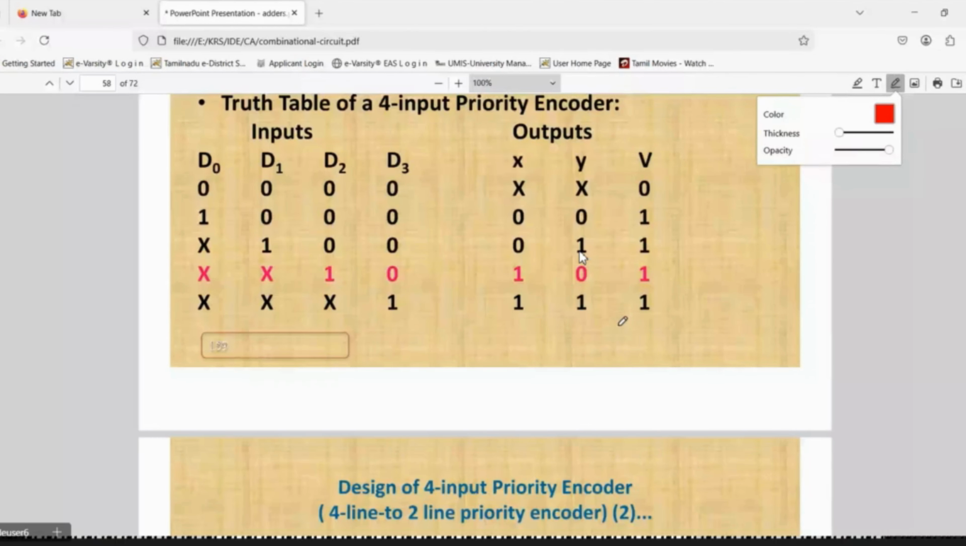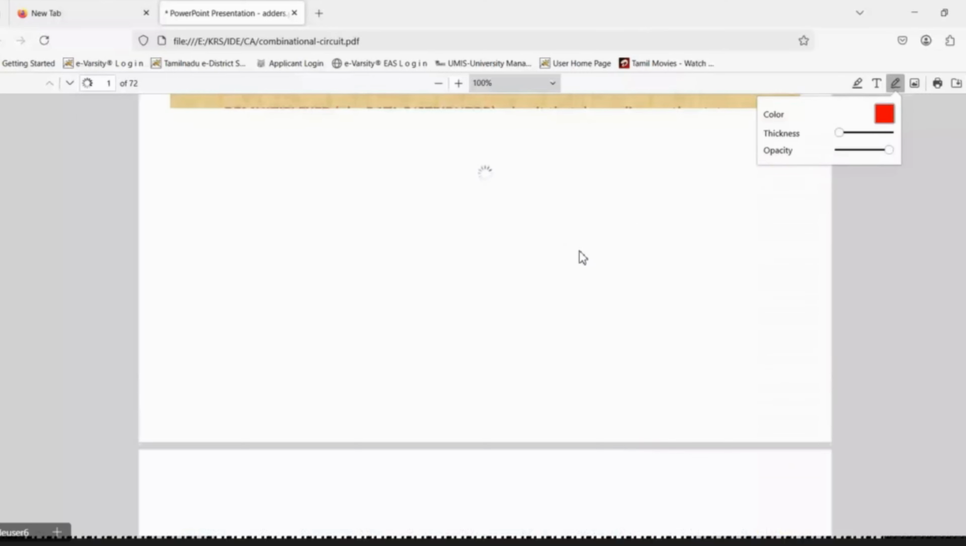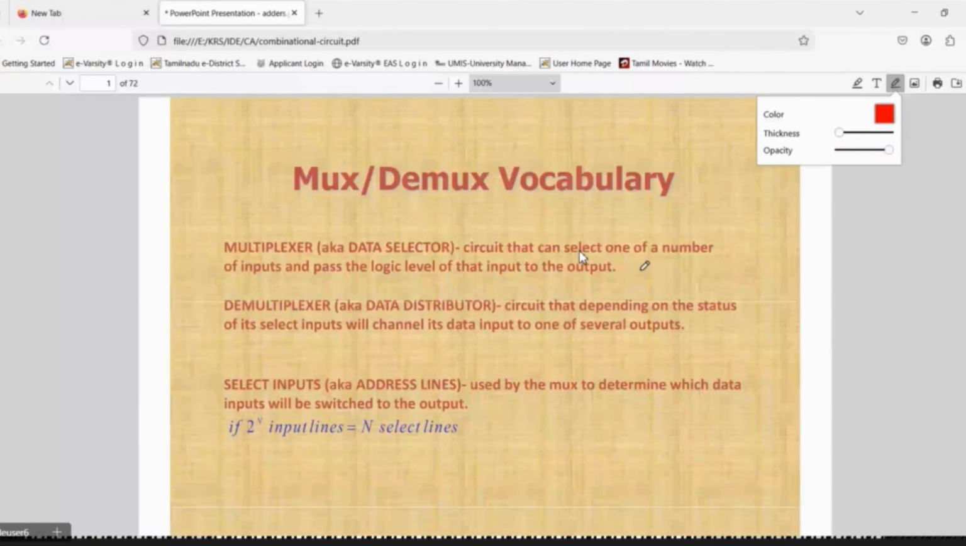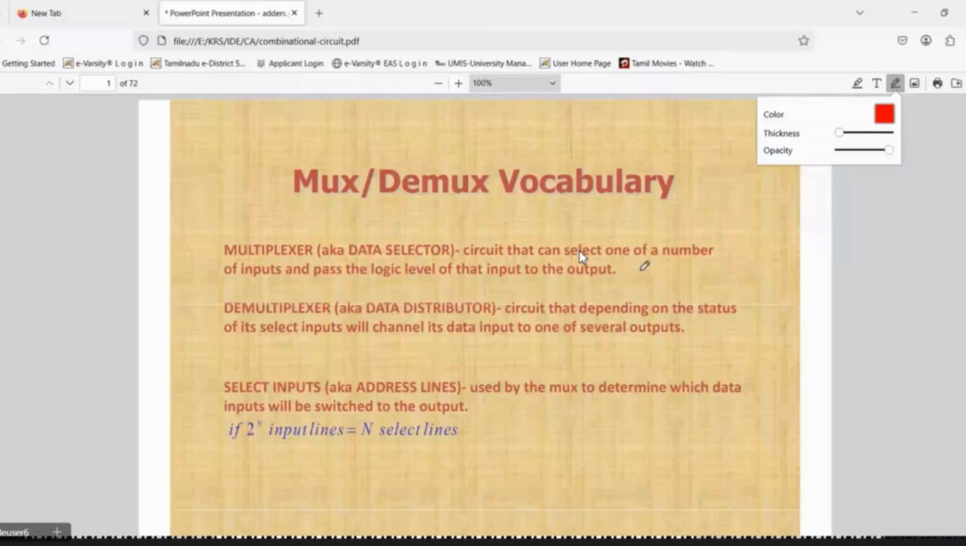இதுக்கு அடுத்தது மல்டிப்ளெக்சர் அண்ட் டிமல்டிப்ளெக்சர் இருக்கு. So decoder, encoder, multiplexer and demultiplexer. So decoder is n input line to 2 power n or less than 2 power n output line. But encoder is the reverse operation of the decoder. Therefore, it is 2 power n or less than 2 power n input line and n output line. Similarly, the multiplexer has 2 power n input line, n selection line and only one single output.